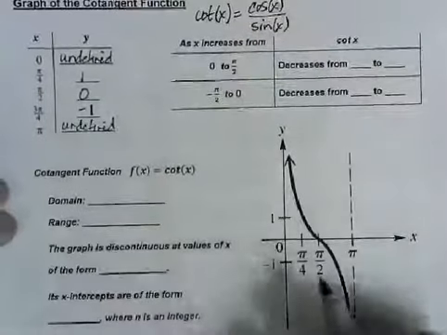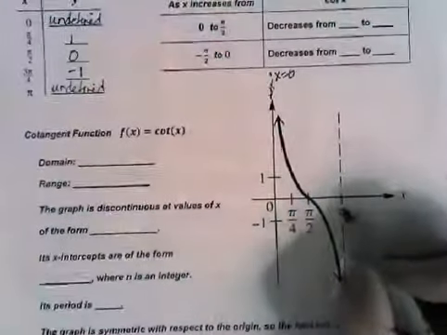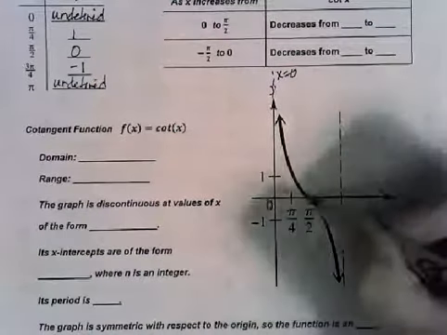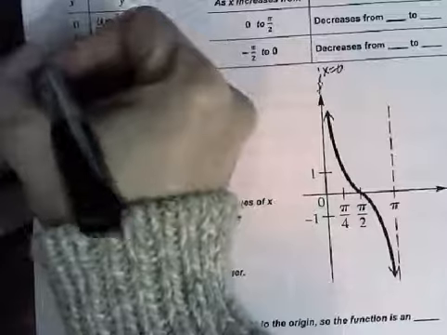We're going to do the same thing with the graph here that we did with tangent. So we have our two vertical asymptotes. This is a vertical asymptote right here at x equals 0. And then we have one at pi. Our midpoint between those two is actually an x-intercept. So that would be this point right here.